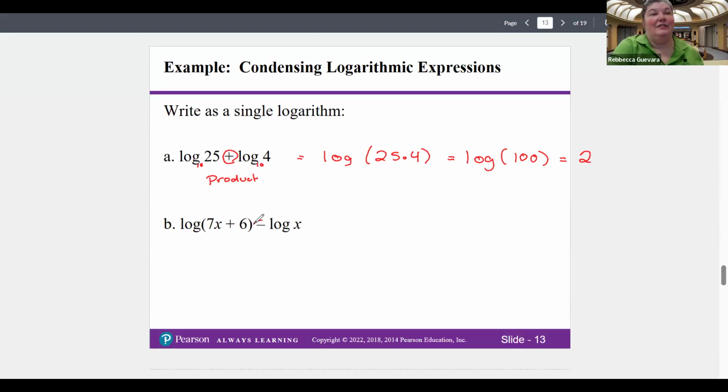So here we have subtraction, so we know we're looking for a quotient. So we're going to have a quotient of what's inside the log. So we have a common log, and then this is going to be on top. We'll have 7x plus 6, and this will be on bottom. So log of 7x plus 6 minus log of x just turns into log of 7x plus 6 divided by x.